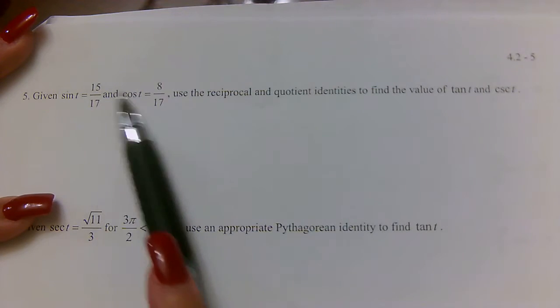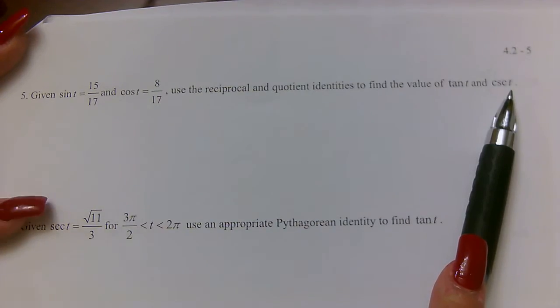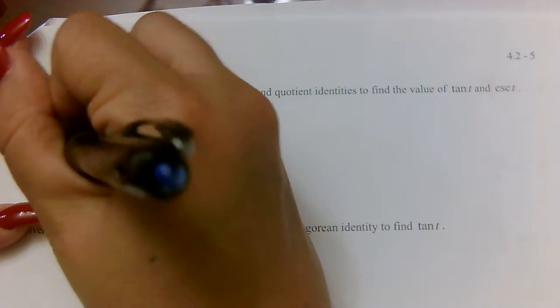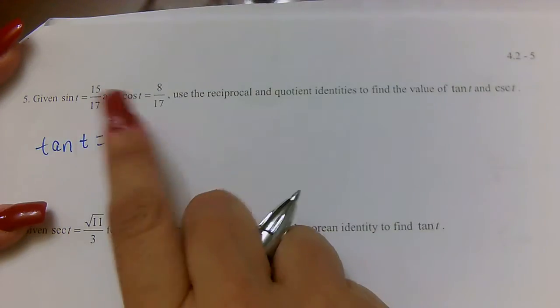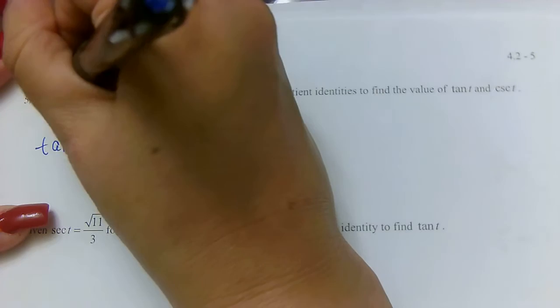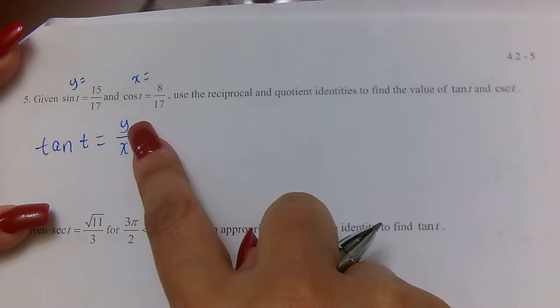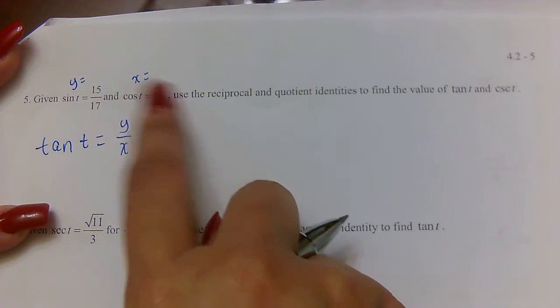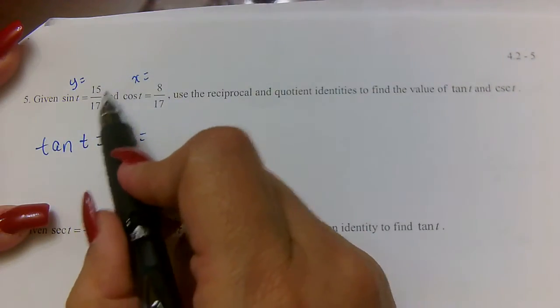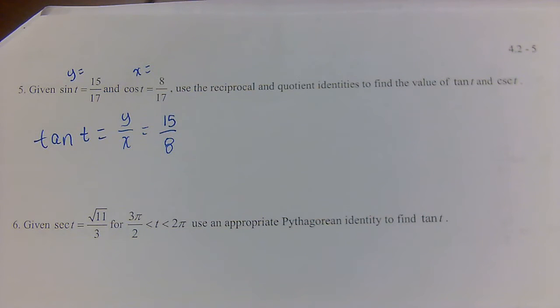All right. Given your sine and your cosine, use the reciprocal and quotient identities to find tangent and cosecant. All right, let's start with tangent. So I'm going to do tangent t. Remember, tangent is opposite, or y, over x. Okay, y is going to be our sine, so this is the same thing as saying y. Cosine is going to be the same thing as saying our x. So denominators are the same, so all you're looking at really is the numerators. What's our y? 15. What's our x? 8. You're done. Okay? It really is that simple, but you have to remember some of the basic principles.